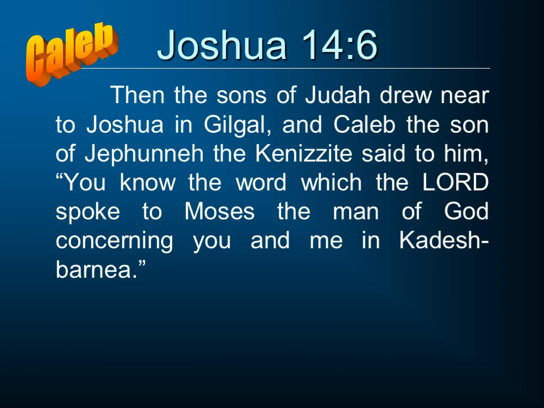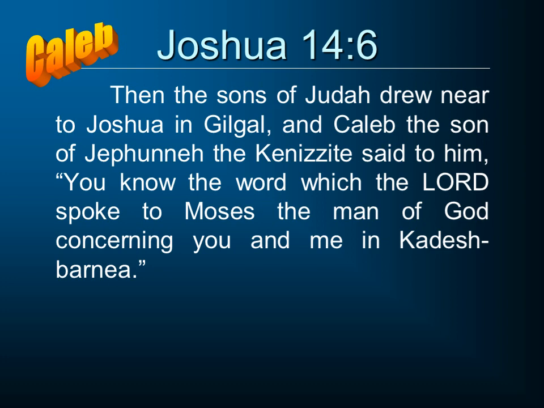In the case of Caleb, chapter 14, verse 6, the sons of Judah drew near to Joshua in Gilgal, and one of the sons of Judah is Caleb. Caleb, the son of Jephunneh, the Kenizzite, said to him, "You know the words which the Lord spoke to Moses, the man of God, concerning you and me in Kadesh Barnea."